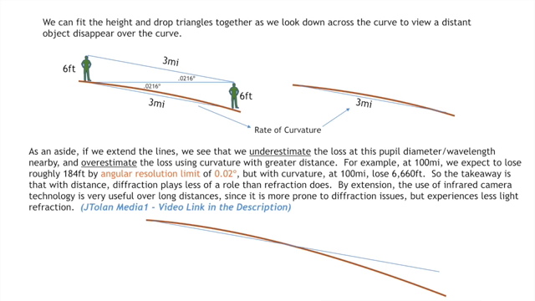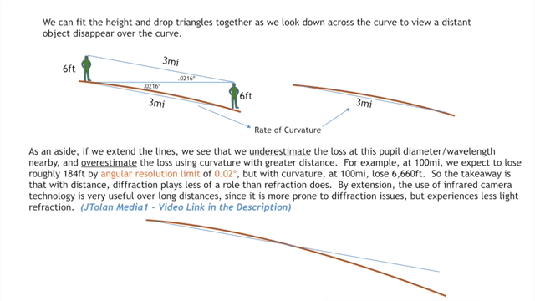And you can then use those triangles together to get your rate of curvature for a 6-foot person observing someone go over the curve. So as an aside, if we extend the lines, you can see that we underestimate the loss at this pupil diameter and wavelength nearby and overestimate the loss using curvature with greater distance. So again, if I assume a curve now that this green person essentially is walking over a curve, you see that the lines don't really match up between the triangle. The straight blue line and the brown line do not match up. The curvature rate is underestimating it nearby, and it is grossly overestimating it far away.